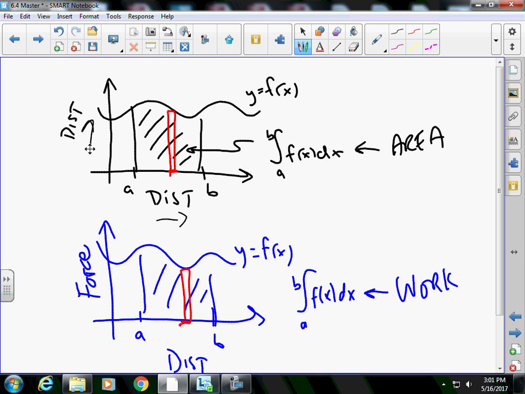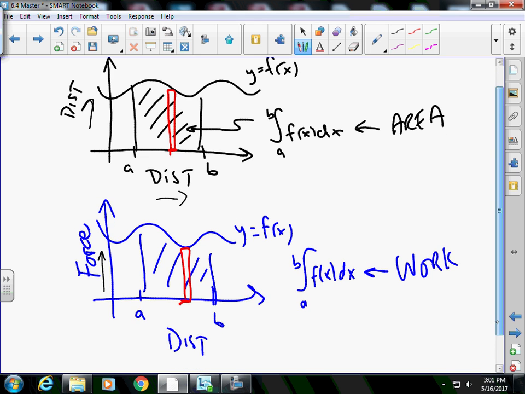Now we want work. Well, instead of distance going up and down, it's the force acting on it. We still have distance from left to right, and we still have a function y equals f of x, which represents the work being done. It's the area underneath that curve, and we can integrate again from a to b of f of x dx. And that's going to give us what we call work.